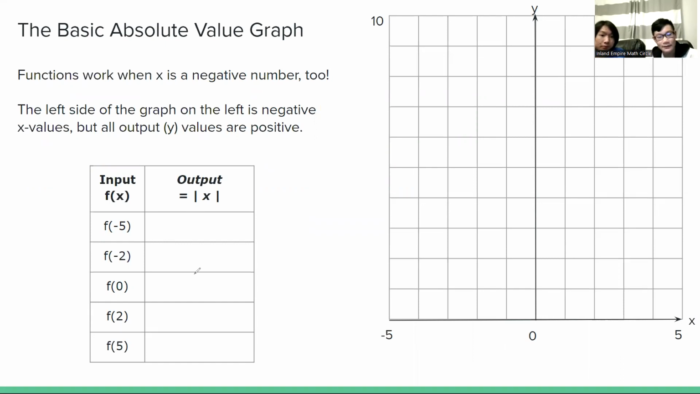We'll just do the first one for now. So f of -5, that means we plug in -5 for x, and we put that into our absolute value function, which is f of x equals absolute value of x. So the absolute value of -5 is, of course, 5.